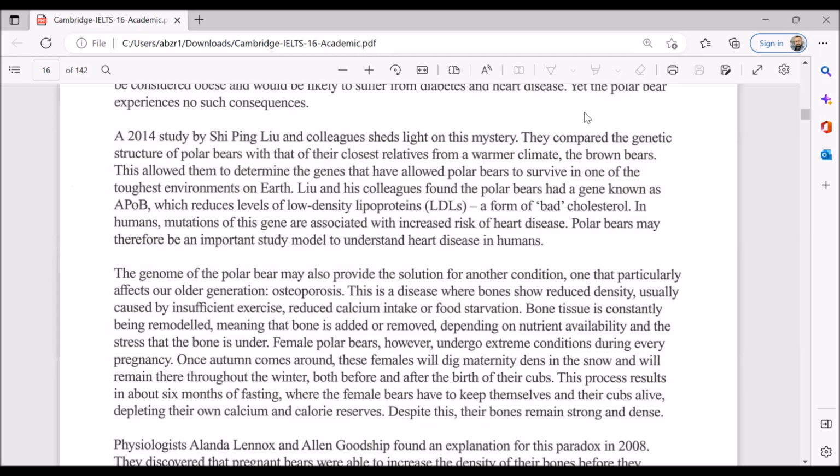Now let's read it out if this information is exactly similar to the fact which was given in the question or not. All right, now let's read out this specific thought. Which reduces levels of low density lipoproteins, a form of bad cholesterol. In humans, mutation of these genes are associated with increased risk of heart disease. Polar bear may therefore be an important study model to understand heart disease in human. Okay, this is not showing that they are suffering because of that.